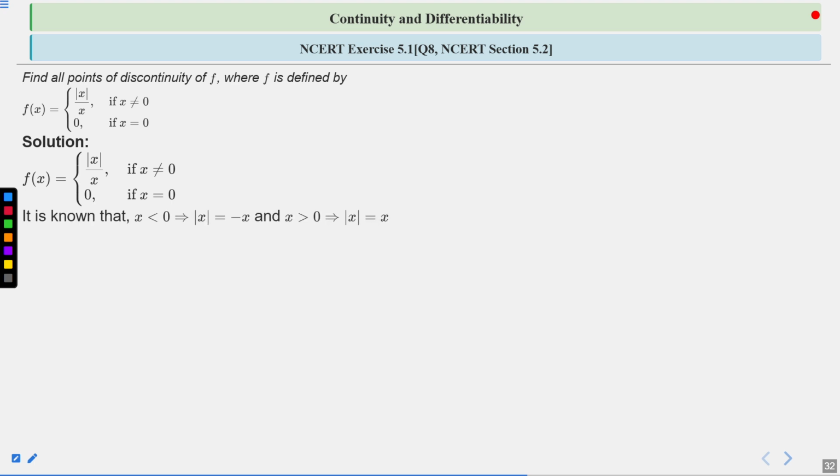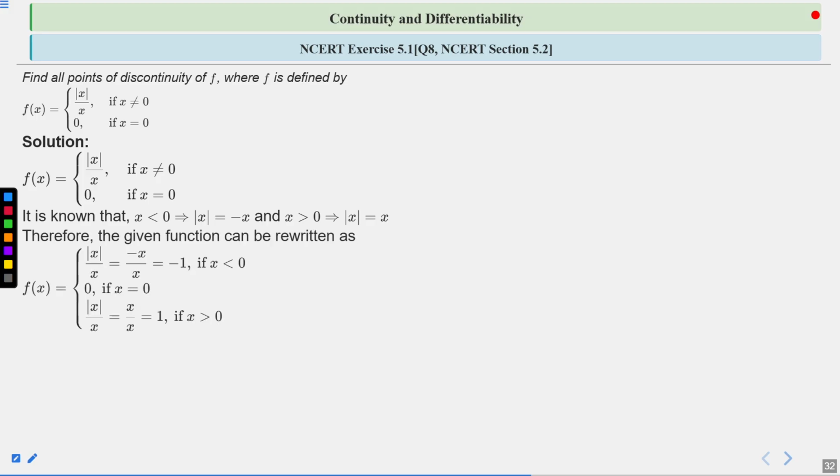It is known that for x less than 0, this implies mod x equal to minus x, and for x greater than 0, this implies mod x is equal to x, right? Therefore, the given function can be rewritten as f(x) will be equal to mod x upon x, which is equal to minus x upon x, right? Which will be equal to -1 if x is less than 0, and f(x) equal to 0 if x is equal to 0, and f(x) is equal to 1 if x is greater than 0, right?